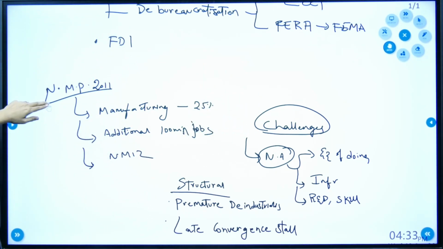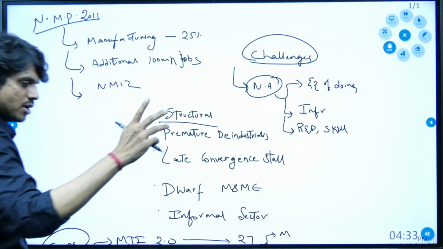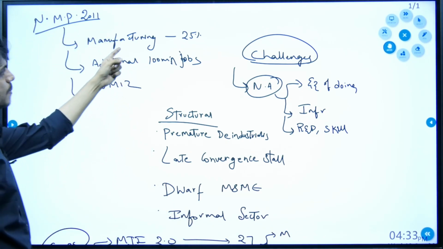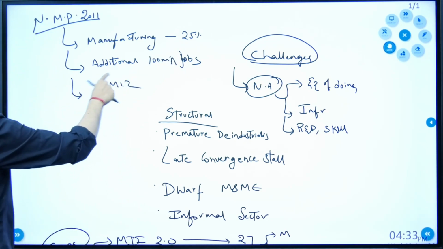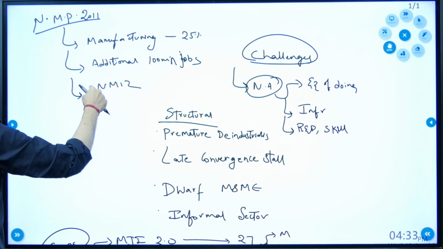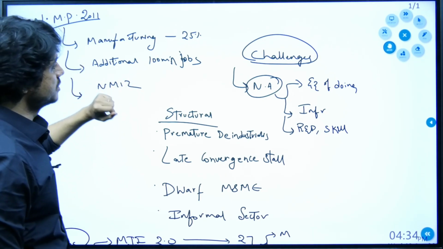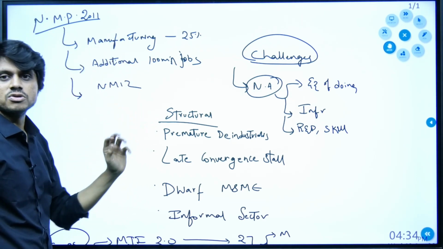So the National Manufacturing Policy 2011. If I ask you about the manufacturing policy, if you want to remember the three major important points, these are the three. The manufacturing sector contribution should be taken up to 25%, creation of an additional 100 million jobs by the decade end, and creation of the National Manufacturing Investment Zones. Okay, so these are the things. But still the manufacturing sector is somewhere around 17%.